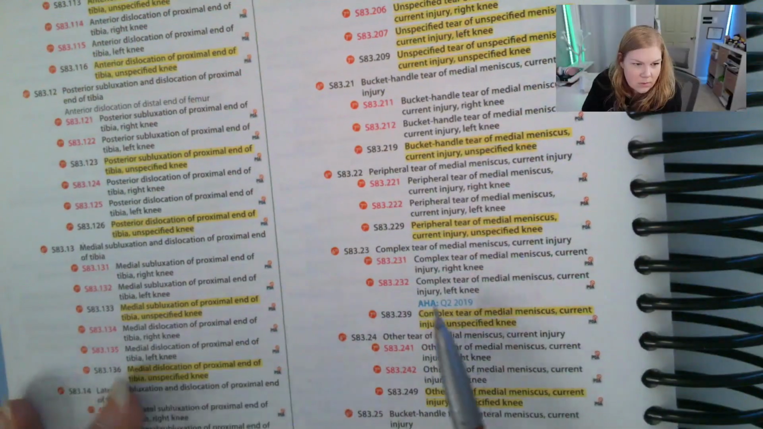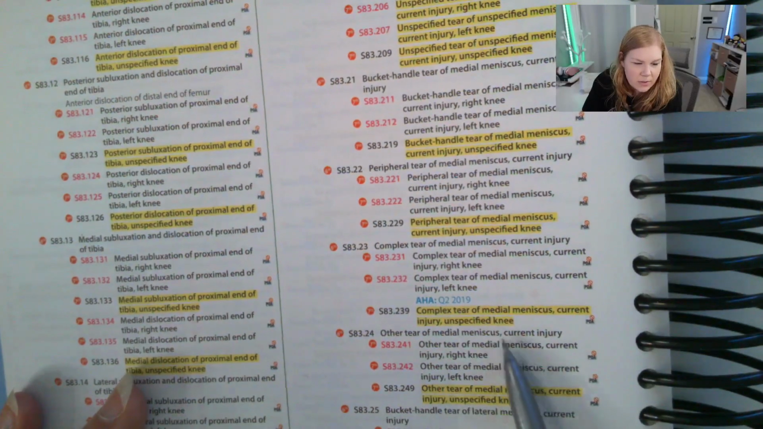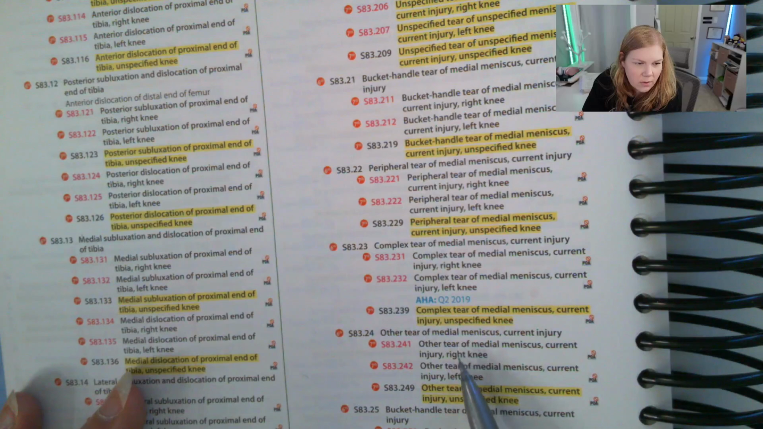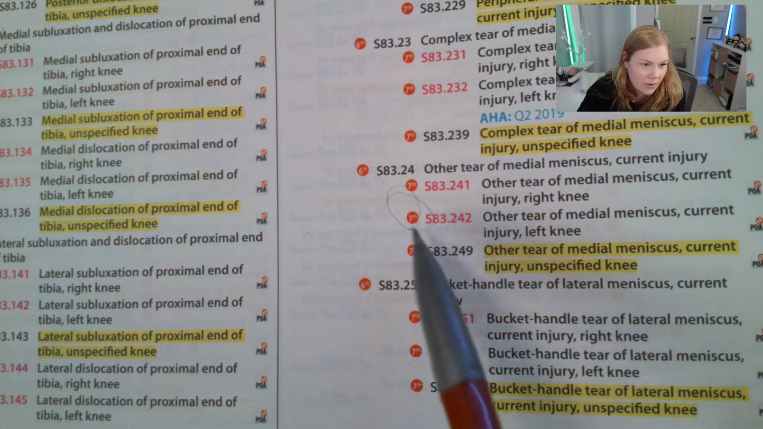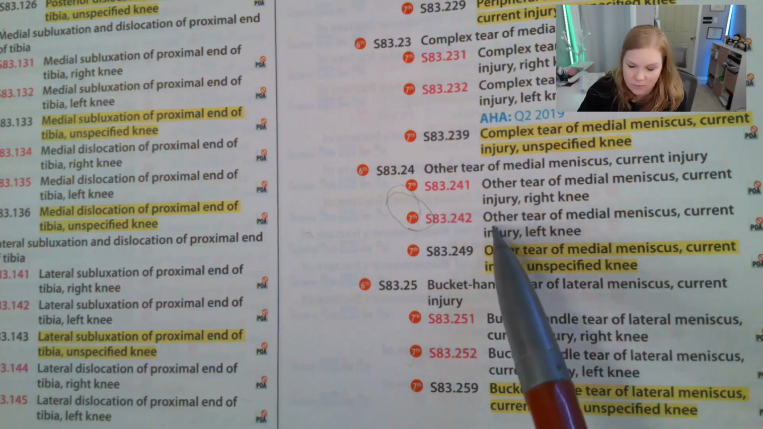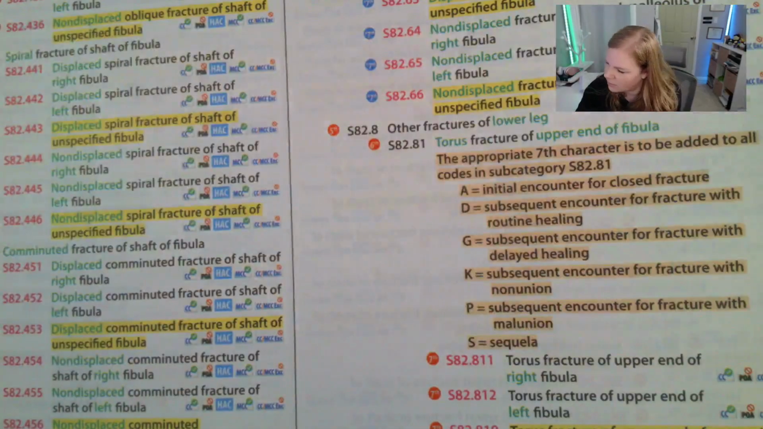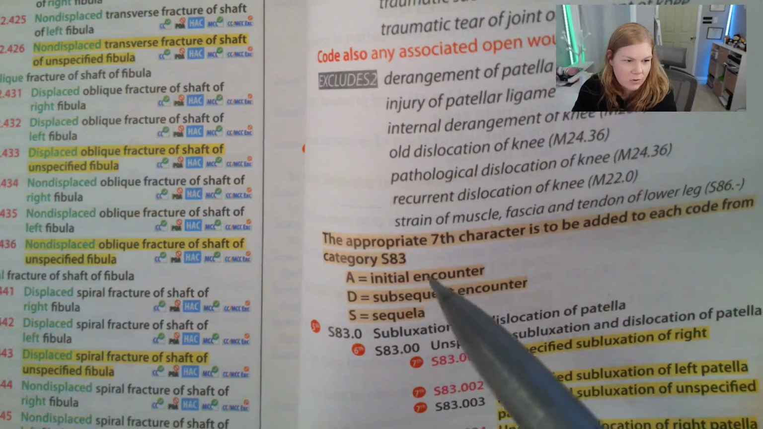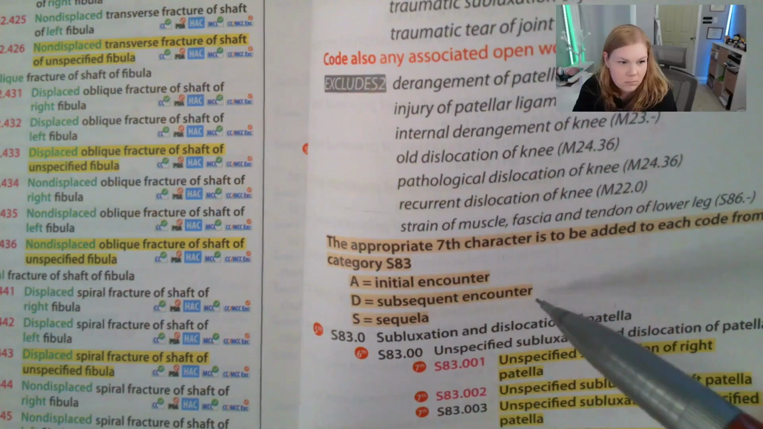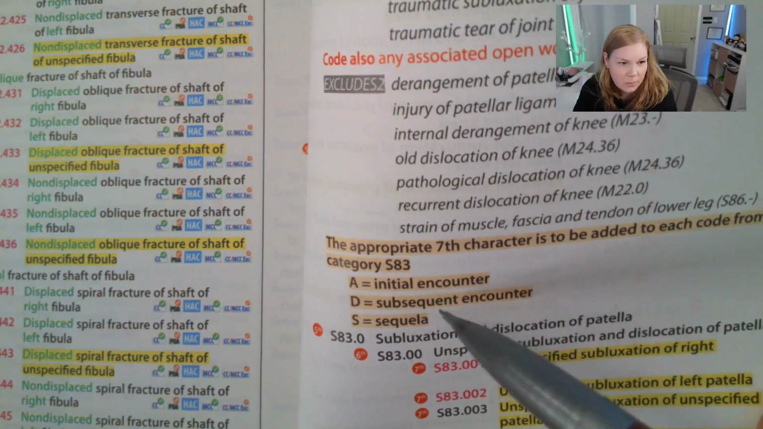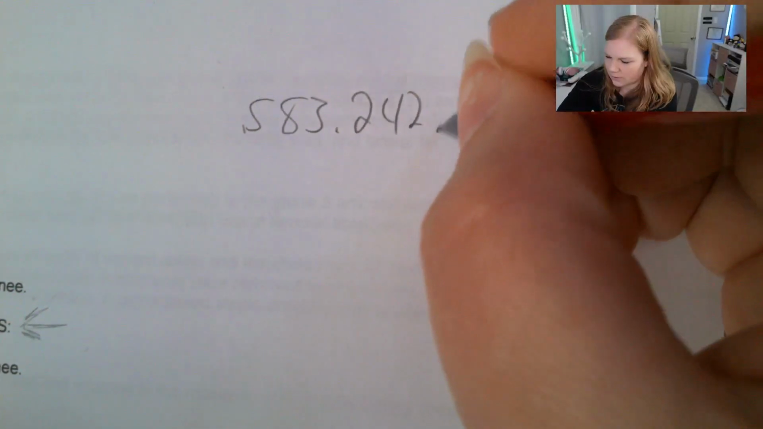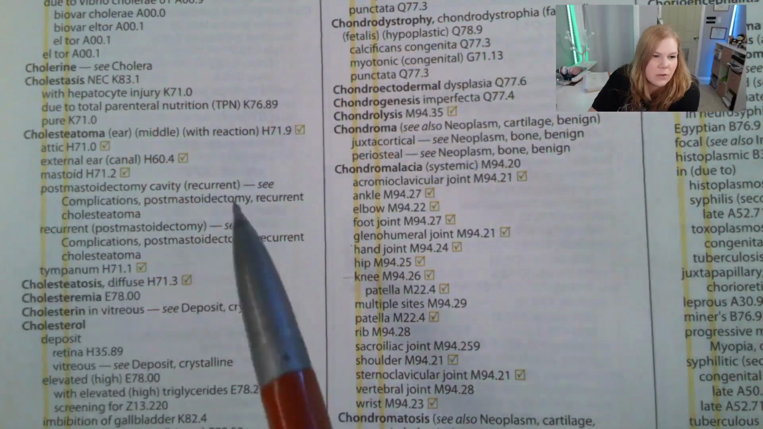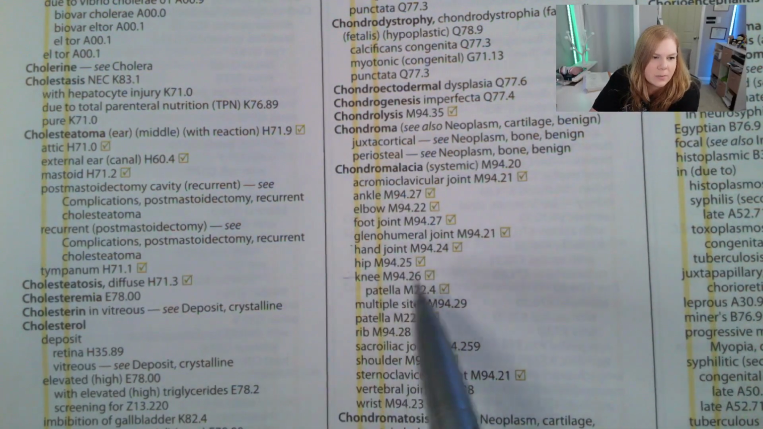S83.24. So let's see. Other tear of medial meniscus, current injury, other tear, right knee, left knee. So S83.242. And if you look here, what does this icon mean? We need a seventh character. Do we have 7? 1, 2, 3, 4, 5, 6? Nope, we don't. So what's our seventh character going to be? So in this case, it's going to be either A initial, D subsequent, or S for sequela. Well, they're definitely not in their healing phase, so it's not a subsequent. So this would be A initial encounter. So S83.242A.